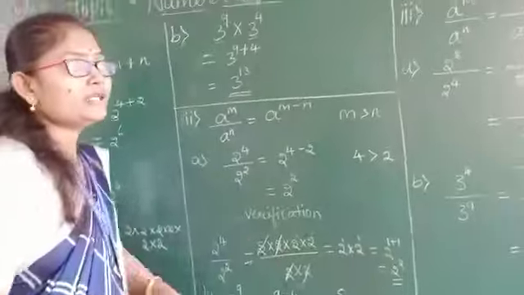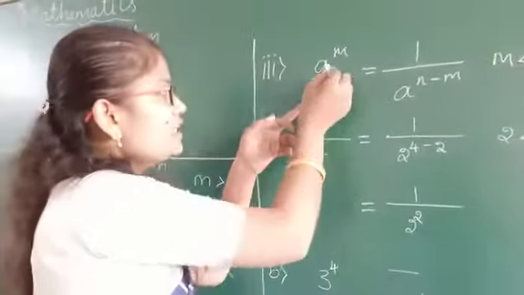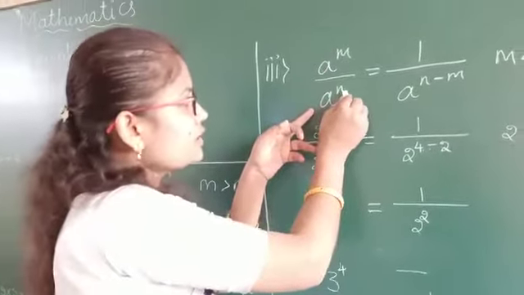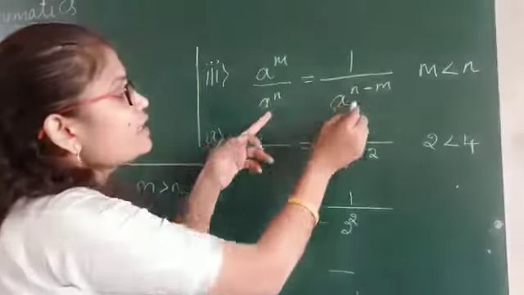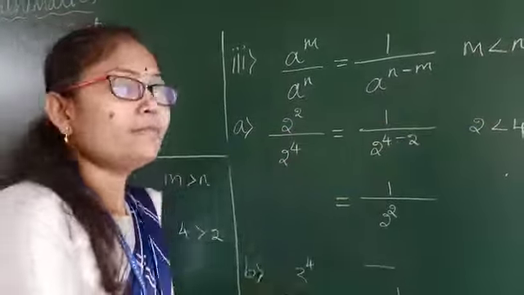Next, if m is lesser than n, we can see that a to the power of m divided by a to the power of n is equal to 1 by a to the power of n minus m. Why? Because here n is greater, m is lesser.